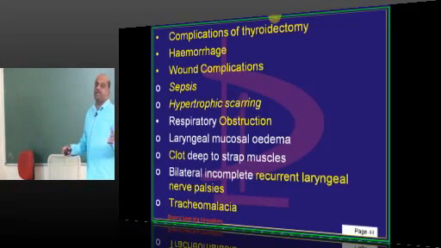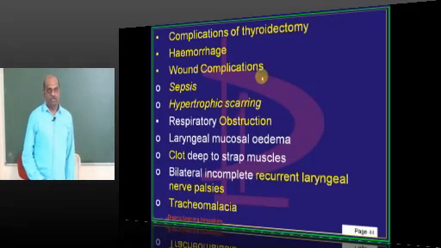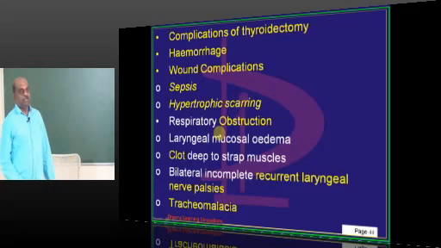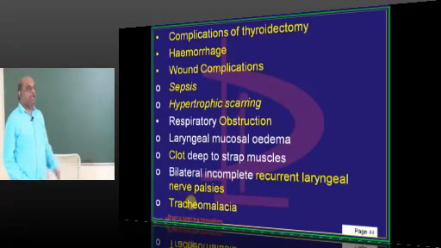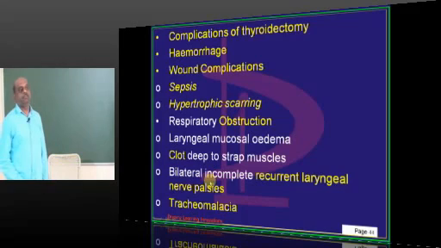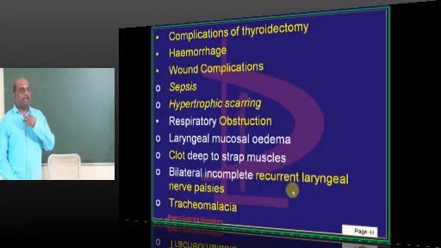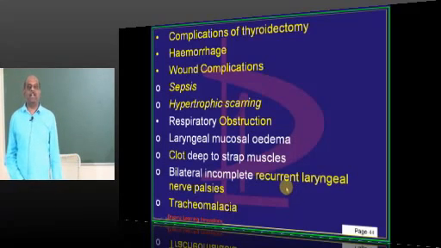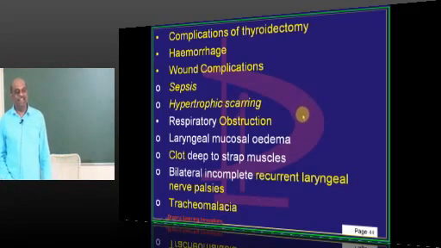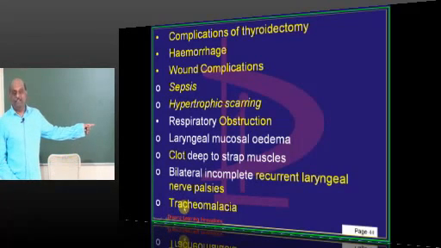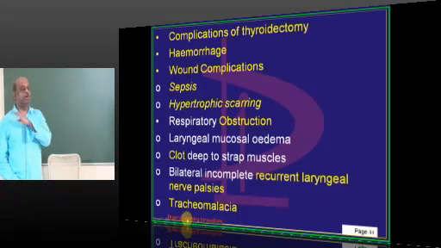So, ultimately what are the complications of the thyroidectomy, doctor? Hemorrhage, the wound, the sepsis, scarring, respiratory obstruction. Why respiratory obstruction can occur? Laryngeal mucosal edema can be there, clot can form underneath the strap muscles, and there can be recurrent laryngeal nerve palsies bilaterally. If you are a first year MS general surgery, you have operated first time in your life with a knife, so you love to cut everything very extensively and patient ends up in respiratory obstruction. When bilateral recurrent laryngeal is gone, both vocal cords come medially. They both will close the glottis. Air won't go in, and won't come out.